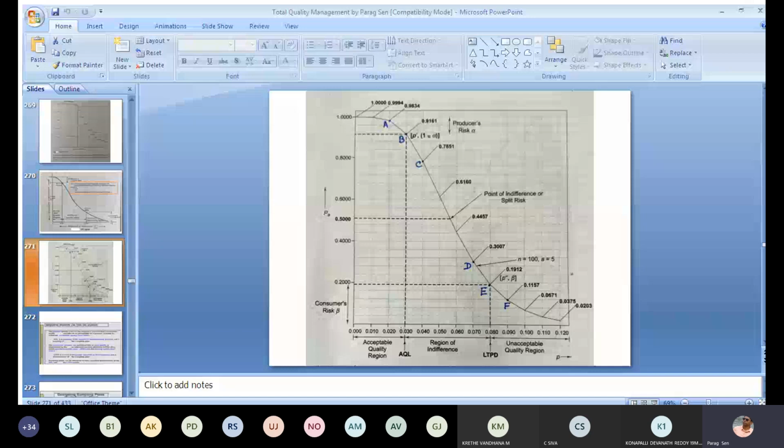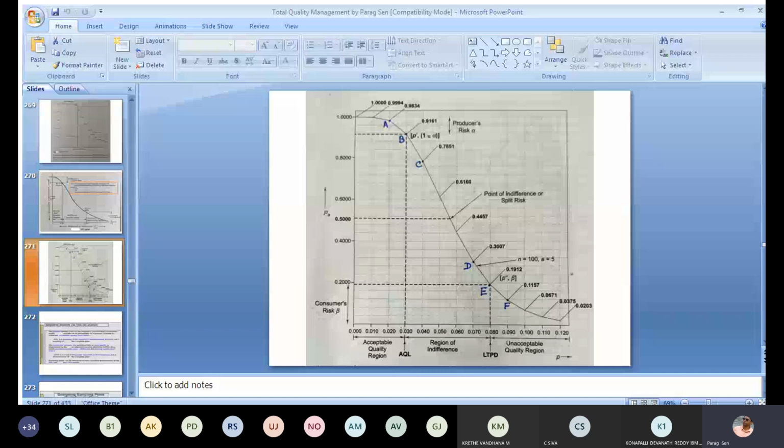So this is known as producer's risk, because suppose you are a producer or a manufacturer. Now you have made a good lot, but due to the sample variation, the customer has rejected the lot. So this is known as producer's risk.